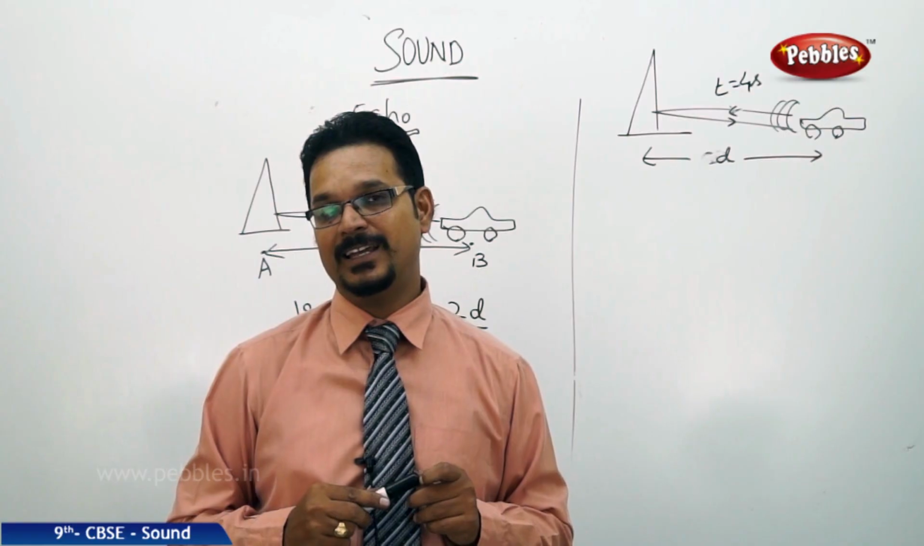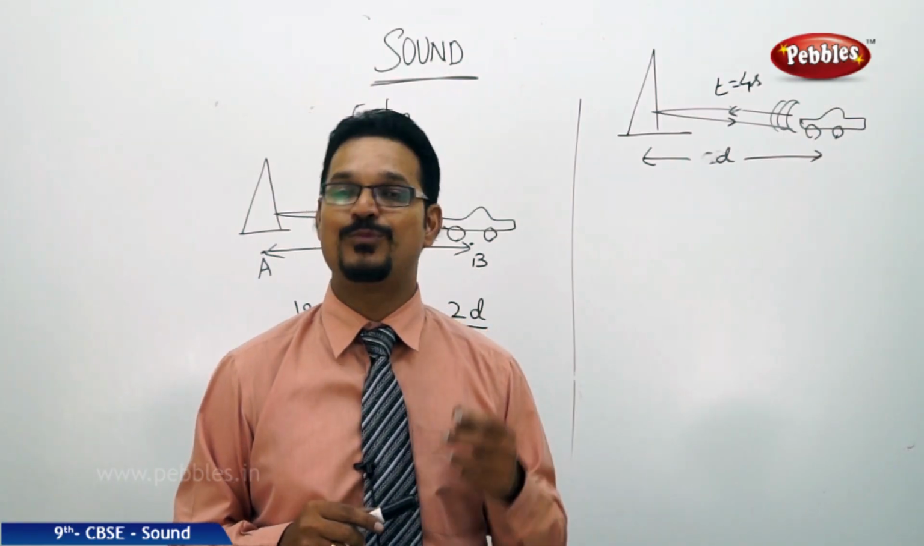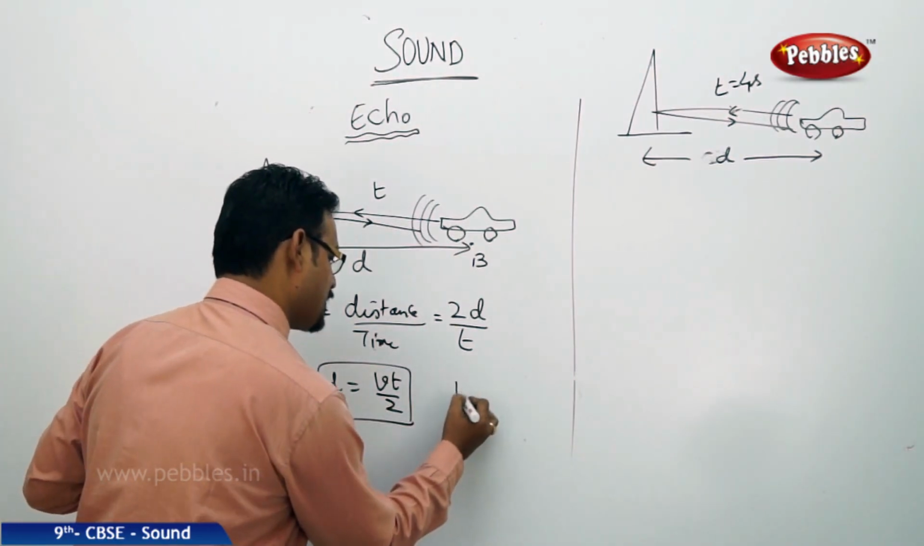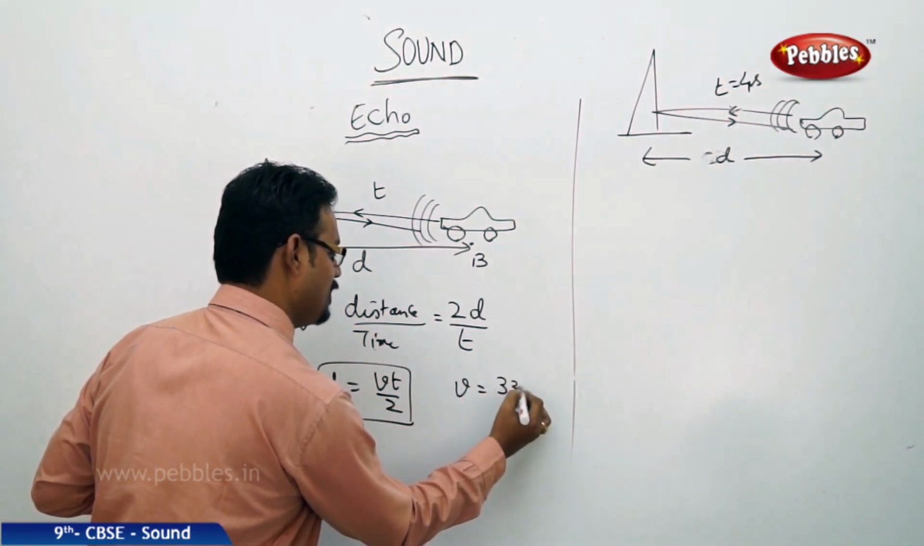So mathematically, what is the minimum distance required to produce an echo? See here, d equals vt by 2. Now, the speed of sound, let us take 330 meters per second.